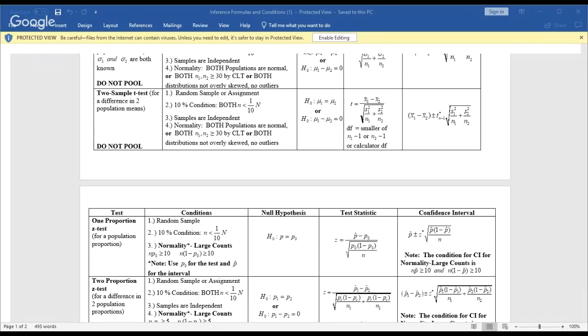Don't worry about calculating the power of a test. Understand what it is and how you get it to be as high as possible.